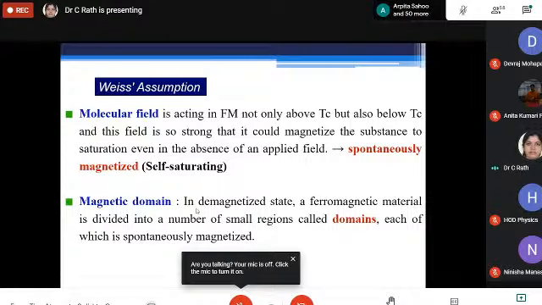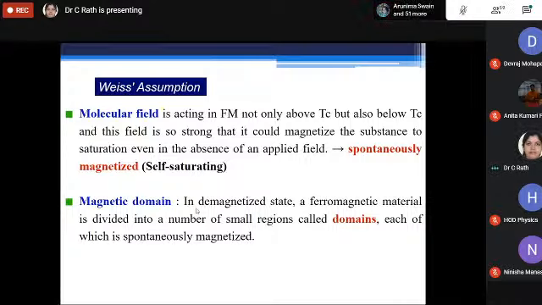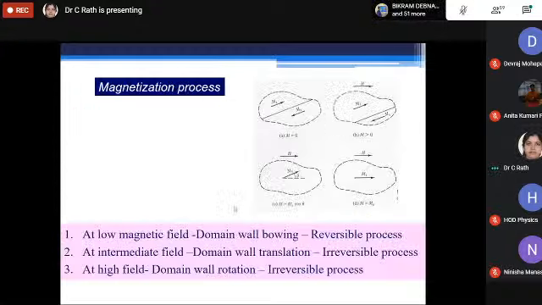Weiss assumed that in paramagnetic material, the atomic spins don't interact with each other. However, in ferromagnetic material, we assume that there is an interaction, and that interaction gives rise to a molecular field, and that molecular field is in fact proportional to the magnetization. So this is the magnetization process, how one can get this hysteresis loop.